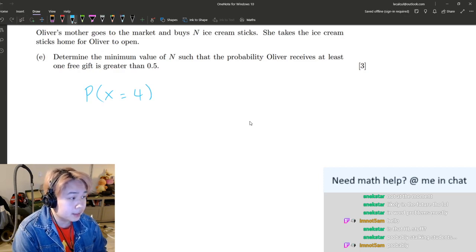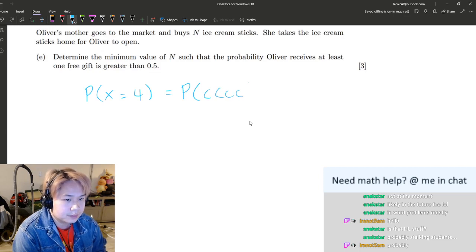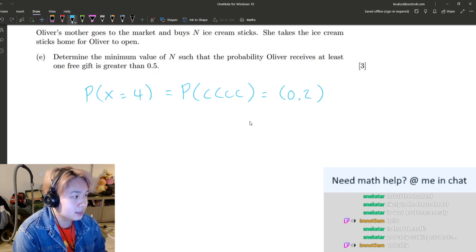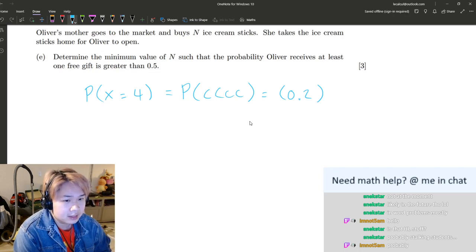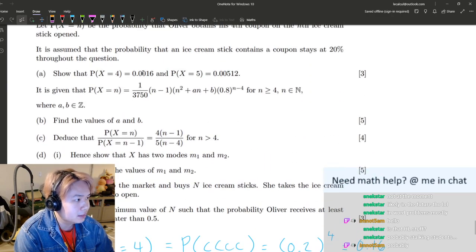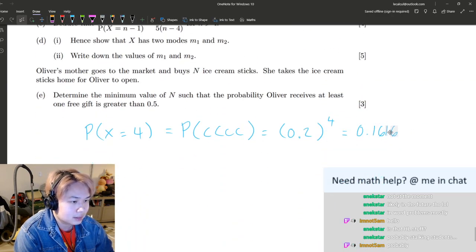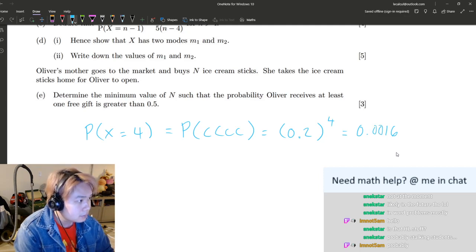The probability that he gets 4 coupons on the 4th popsicle stick means that he needs to get 4 coupons in a row, right? So this is the probability of getting 4 coupons in a row. And the probability of 1 coupon is 0.2, and they're independent events. So the next coupon, the probability of getting that one doesn't depend on an earlier event. So then this is just 0.2 to the power of 4, which is 0.16, right? Just like what they said? Oh, 0.016. So easy enough to do.